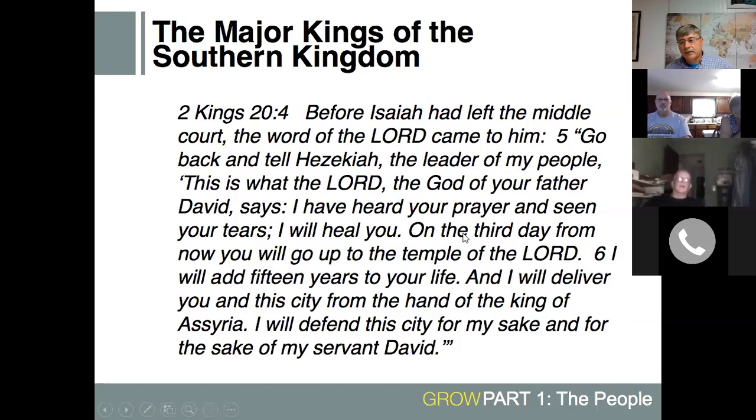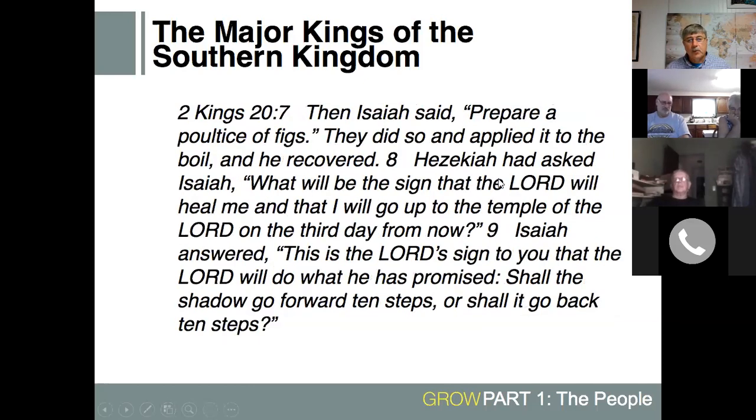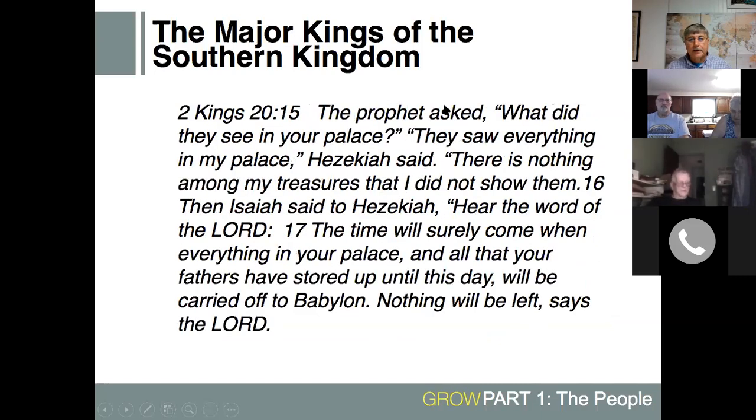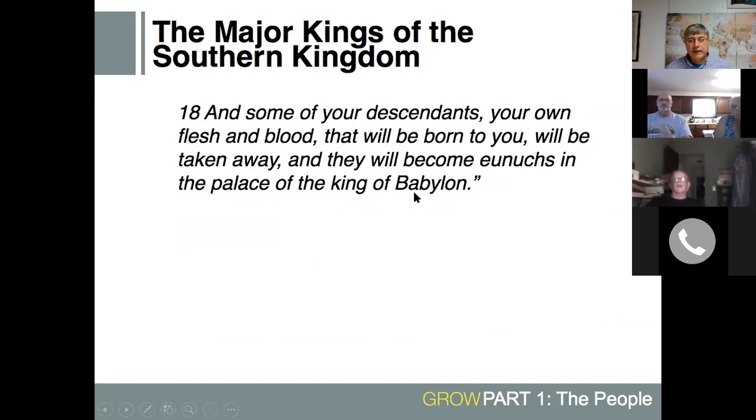So Hezekiah here prayed as he was sick. He was pretty much told by the prophet Isaiah that it's over. Go check on your insurance because this is done. You're done. And he prayed, and God gave him 15 more years. Right. I'm going to move on. The answer was good and bad. How? He got 15 more years. And I won't read this. Go back and read 2 Kings 20. He got 15 more years. But the bad part was he had a son in those 15 years named Manasseh.